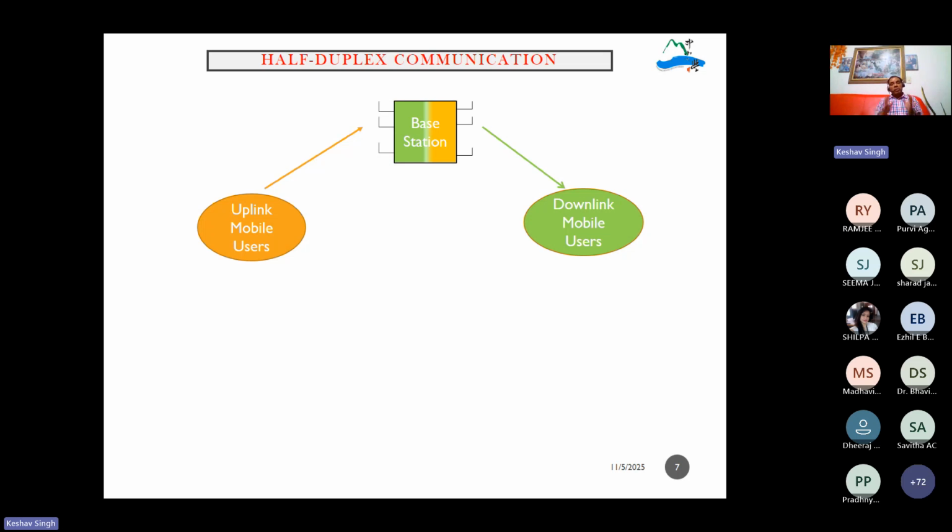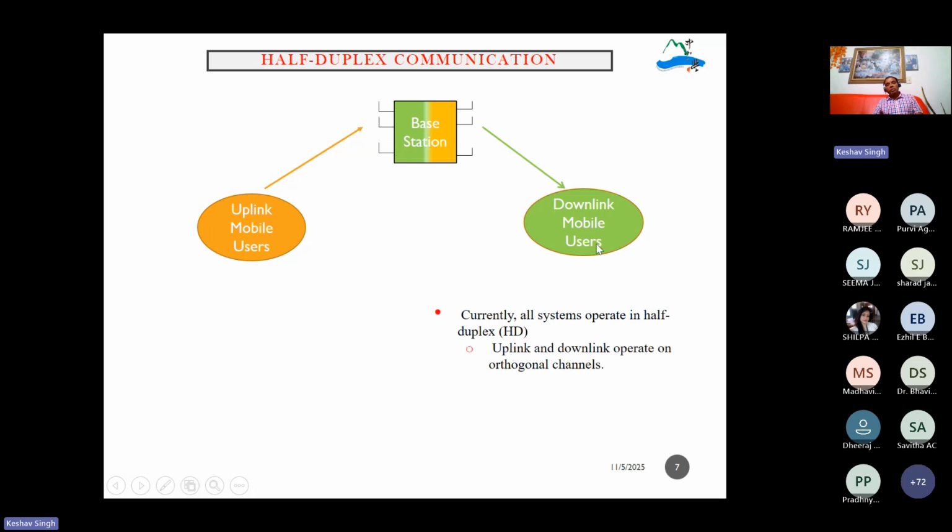So here we have a set of uplink users and a set of downlink users. We have one base station equipped with multiple transmit and multiple receive antennas. Here we can see this is an uplink user. Since the base station operates in half duplex mode, it means that when it serves a downlink user, it can't serve an uplink user. When it serves an uplink user, it can't serve a downlink user.